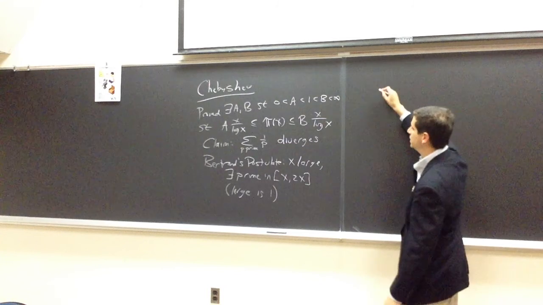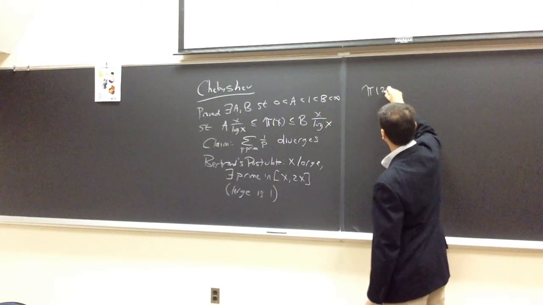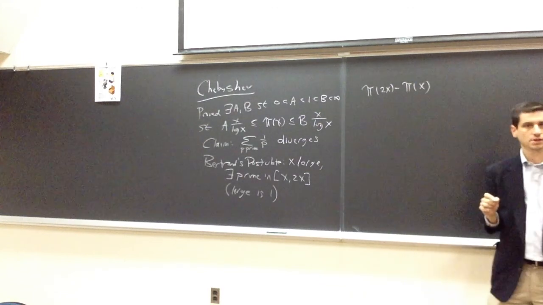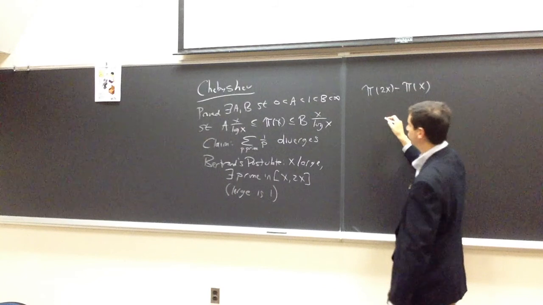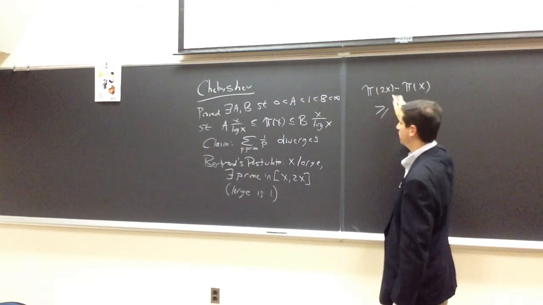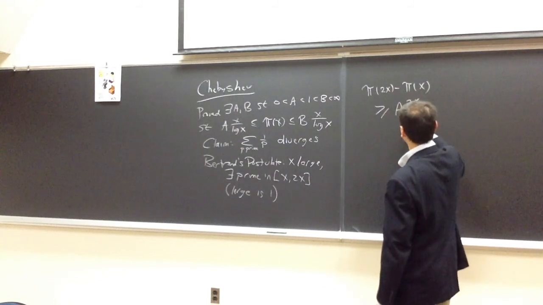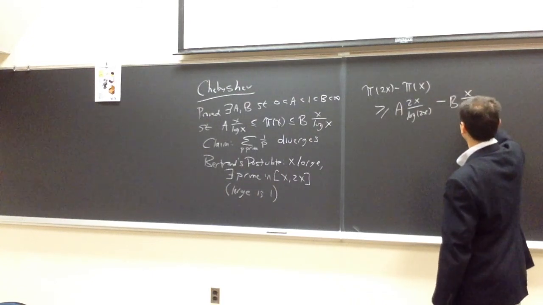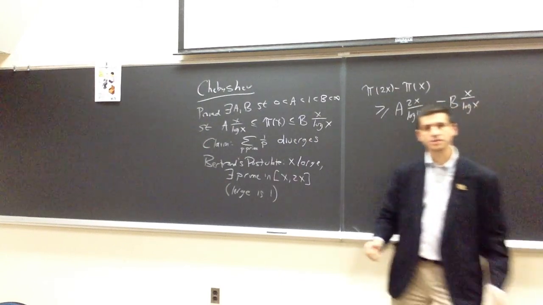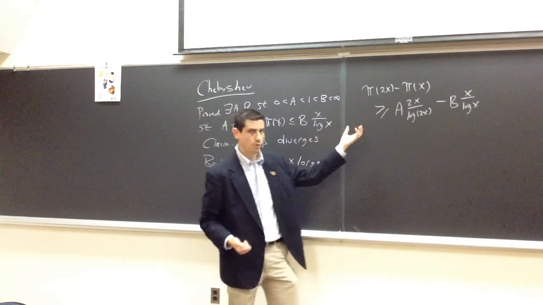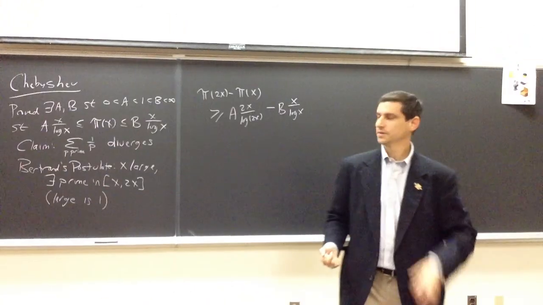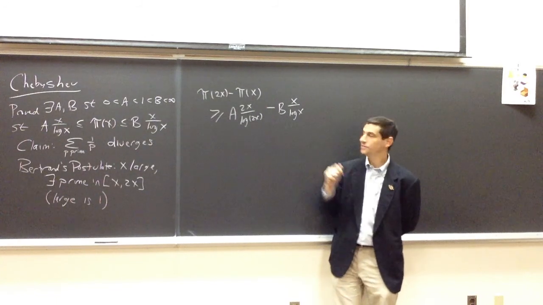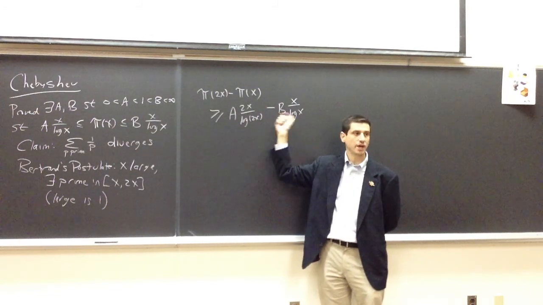The way you would prove this is you would look at pi of 2x minus pi of x. Okay, so if I'm going to do something like this, this is going to be greater than or equal to, I use a lower bound here, A times 2x over the log of 2x minus B x over log of x. So if I do something like this, this would give me a lower bound for the number of primes in the interval x to 2x. Now, obviously, for this to be useful, I need some control over A and B.